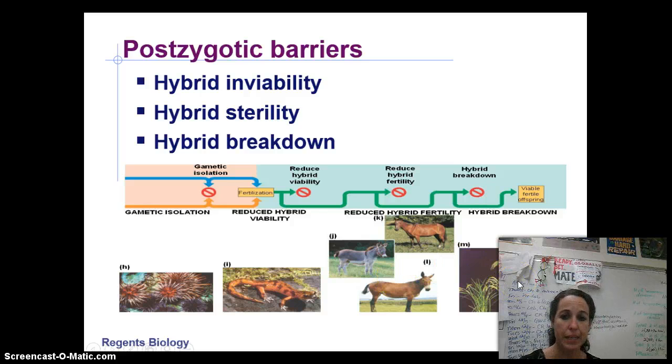And then hybrid breakdown is kind of the same thing, but it's 1 generation later. So the 2 parents reproduce, they get offspring, their offspring can reproduce, but then the next generation cannot reproduce. So it's called a breakdown because it breaks down further down in the generation lines. Okay, so those are the types of barriers that keep species separate from one another.